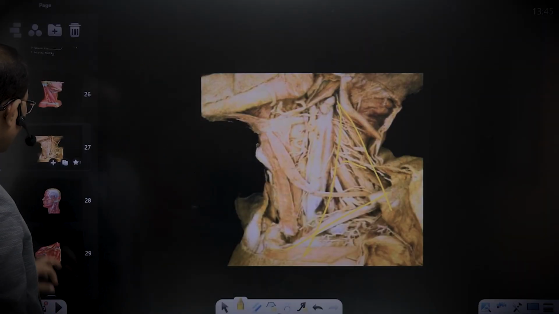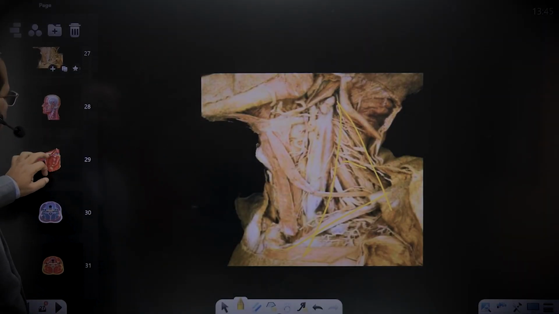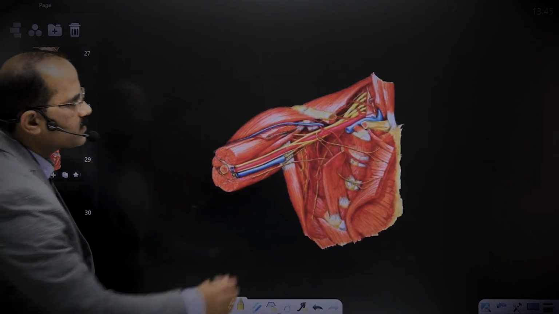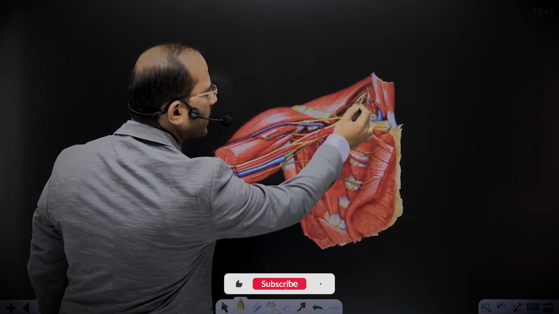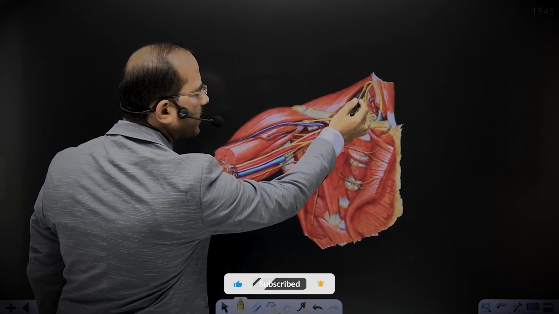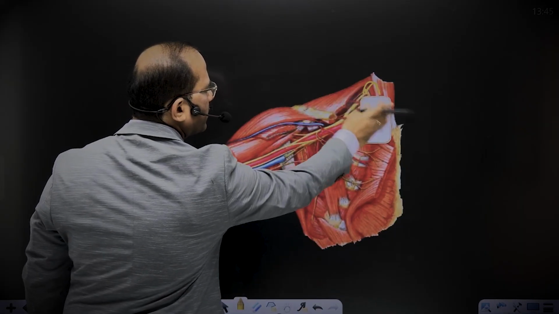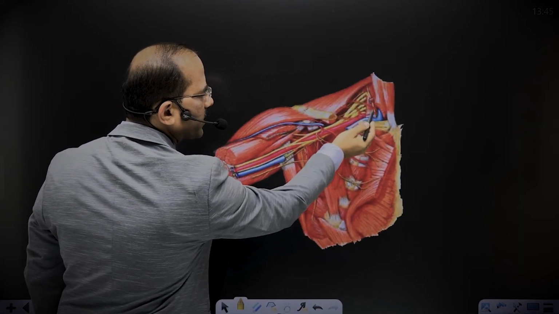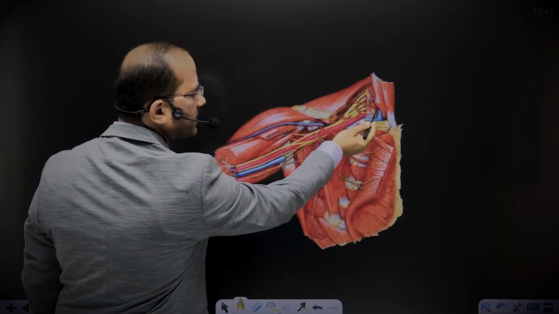Perfect. Clear. Now just try to understand this. See the slide. This is the scalenus anterior muscle. And how do I know this is scalenus anterior? I can see a nerve here. That's the phrenic nerve, which lies on the scalenus anterior.